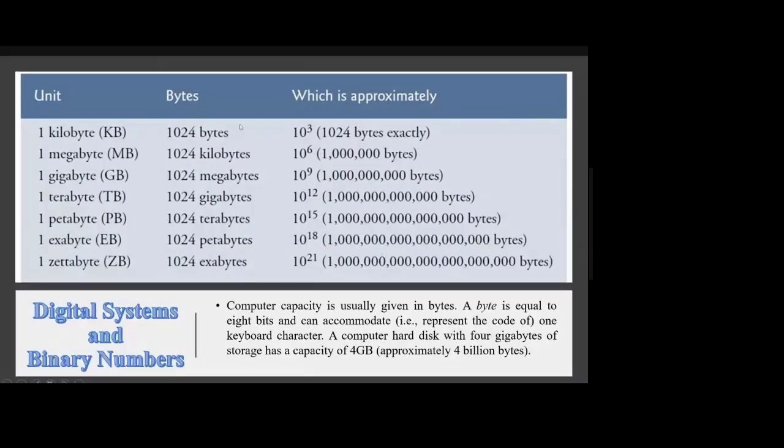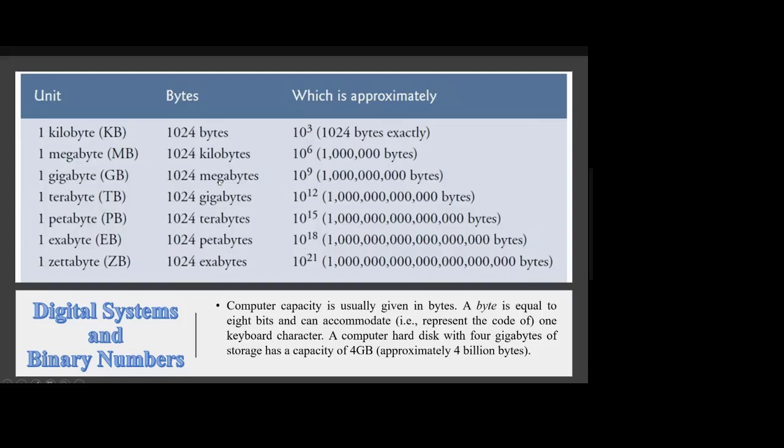And let's look at here. I hope this terminology is familiar to you. You know the meaning of KB, which is called kilobyte, MB, megabyte, GB, gigabyte, TB, terabyte, petabyte, exabyte, and zettabyte. What does it mean? Kilobyte is 10 to the power of 3, mega 10 to the power of 6, giga 10 to the power of 9, tera 10 to the power of 12, and so on.